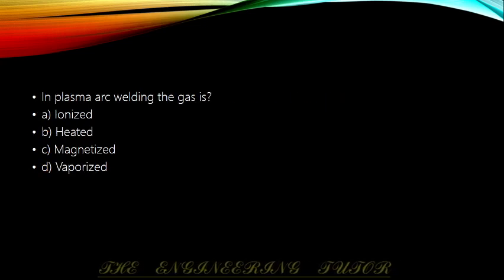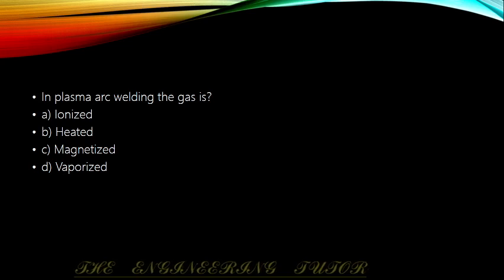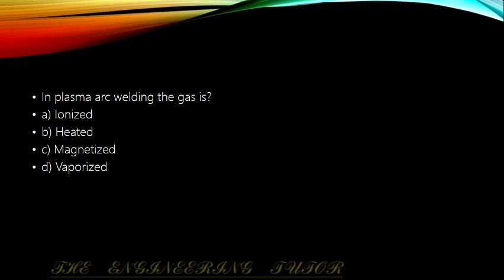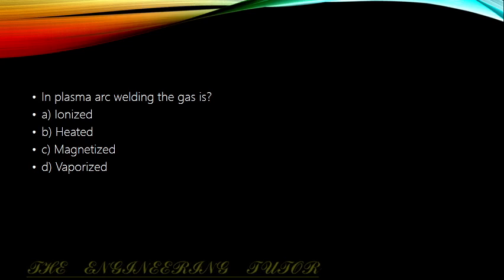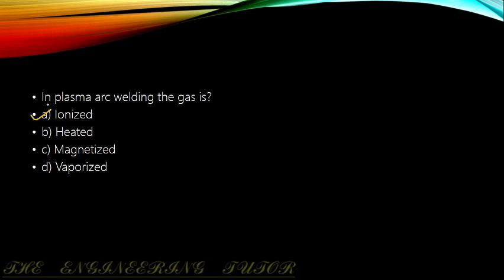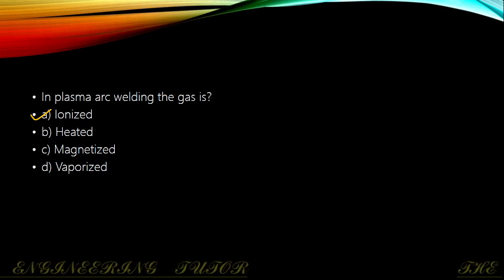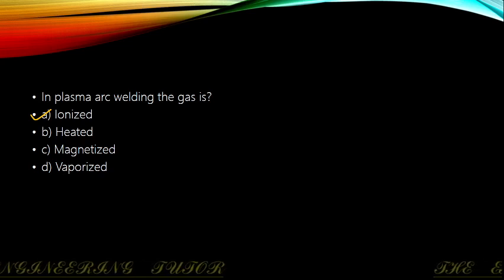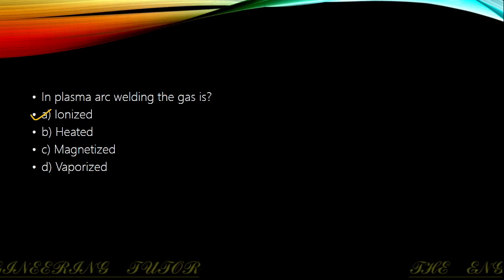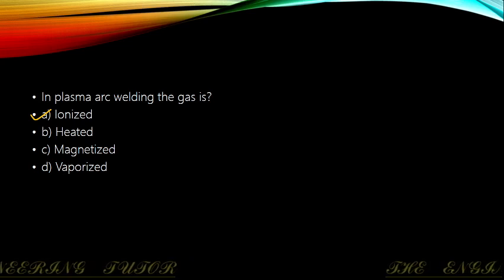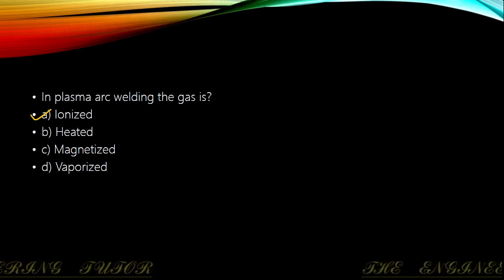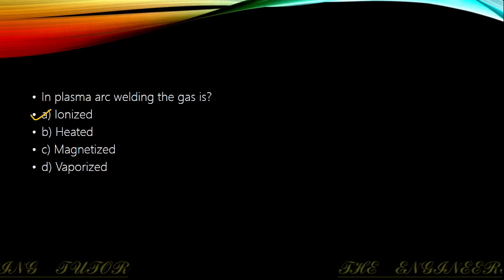In plasma arc welding, we are using ionized gas. The gas is ionized, the electrode is made up of tungsten, and filler metal is also used in addition to that. So this is all in connection with TIG welding. We can compare the plasma arc and the TIG welding process.